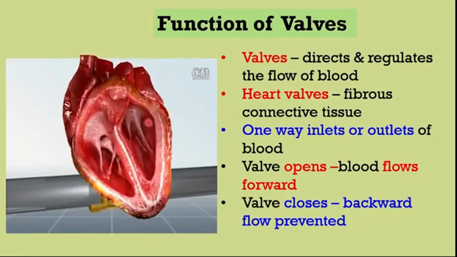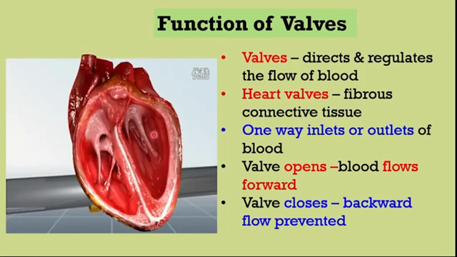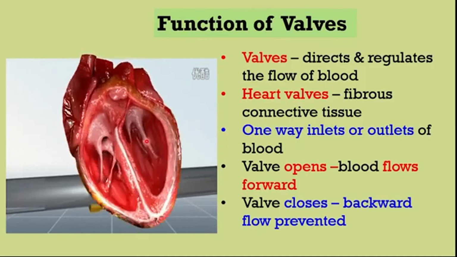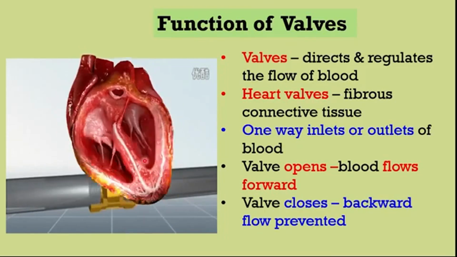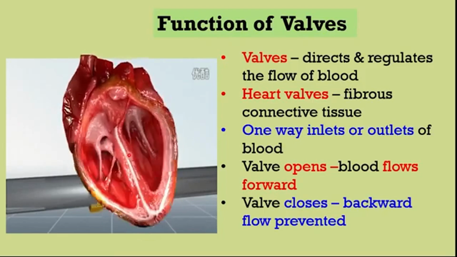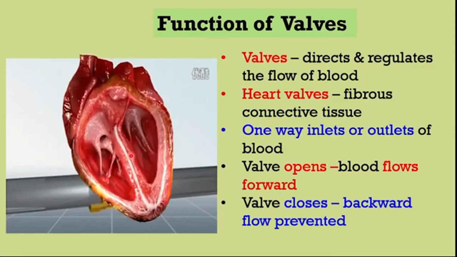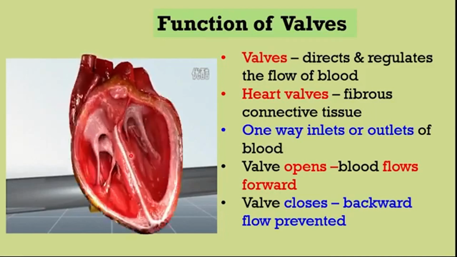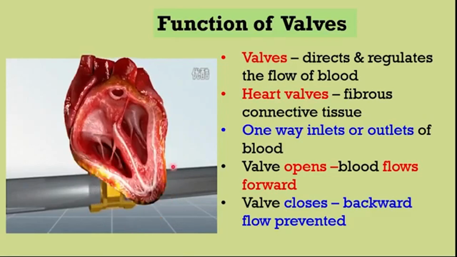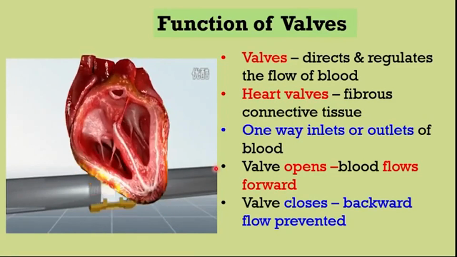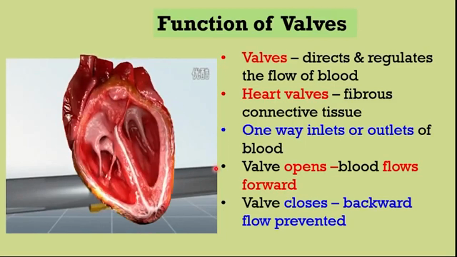When the valves open, the flow of blood is allowed. That means blood flows forwards. When the valve is closed, it prevents the backward flow of blood. Like this, by opening and closing actions, valves regulate the flow of blood. These are the basic concepts of the circulatory system, particularly the heart. Now we'll get into the next part, that is the internal structure of the heart.